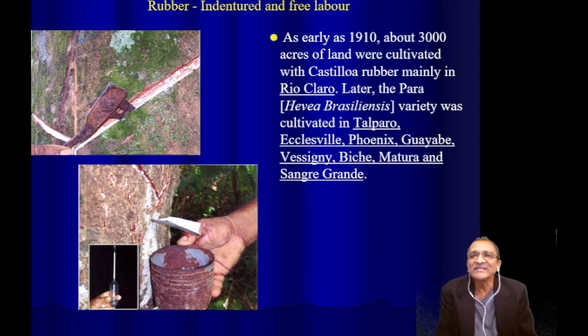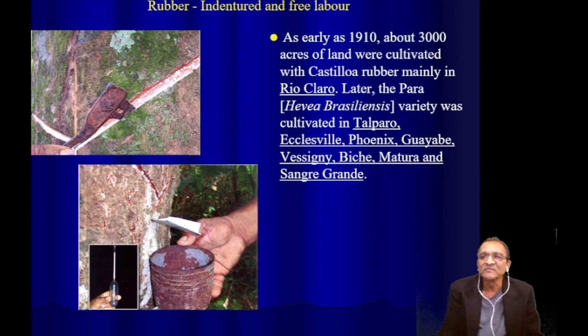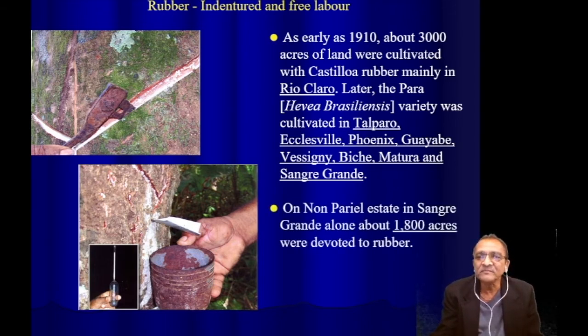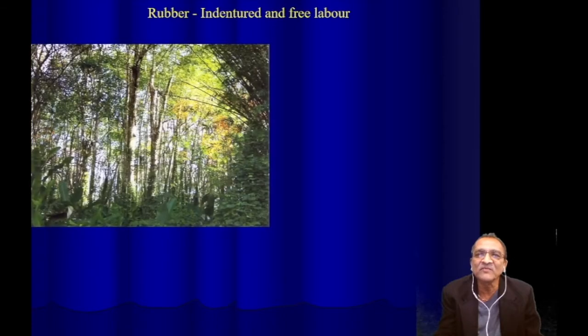So as early as 1910, about 3,000 acres of land were cultivated in Rio Claro, and later another variety in Talparo, Ecclesville, Phoenix, Wyaby, Vecini, Biche, Mathura, and Sangre Grande. A lot of places all over Trinidad were under rubber cultivation. Non-parallel estate in Sangre Grande alone had 1,800 acres devoted to rubber. So a lot of places.